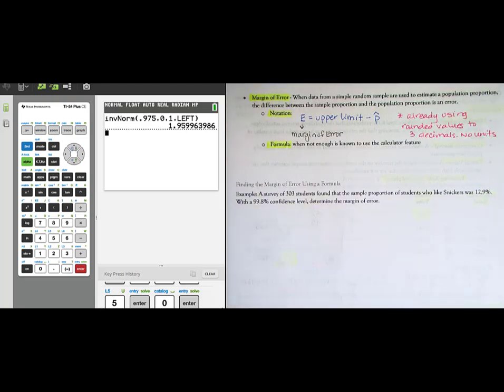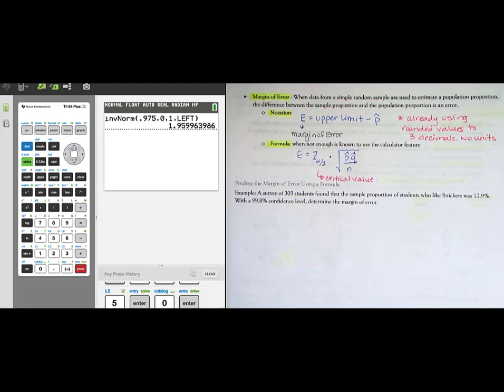Occasionally, you're going to be asked to only find the margin of error with a sample that you're given. And sometimes you are not given enough information to even be able to use the calculator feature to do anything else. When that's what's being asked, then you're going to have a formula that you're going to be able to use. Now, this formula is a formula that you can always use to calculate the margin of error, but for us, you'll only use this when you're not using the calculator feature to do other work. You'll still start with E equals because that is your margin of error notation.